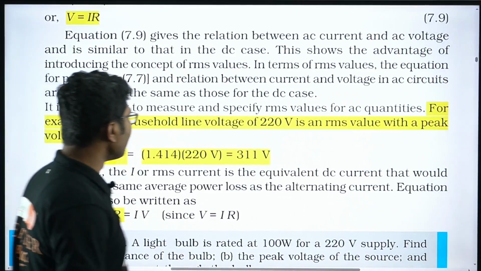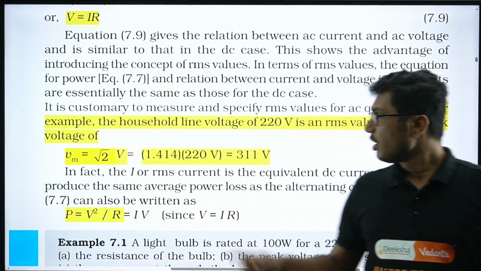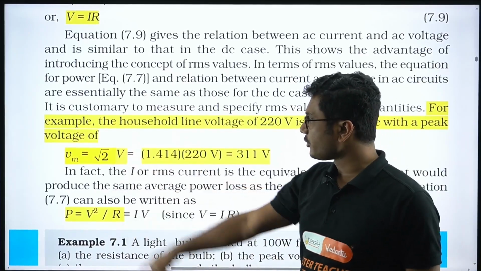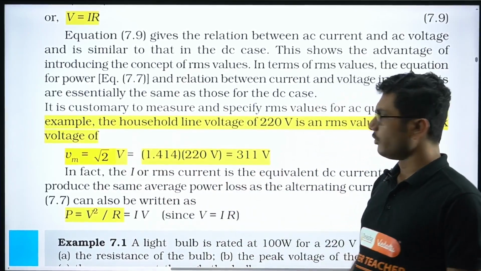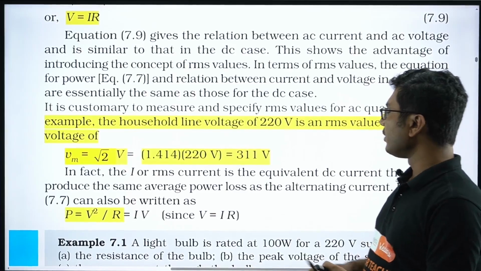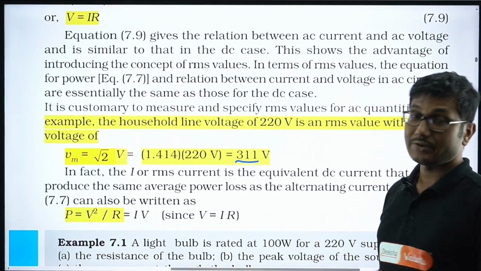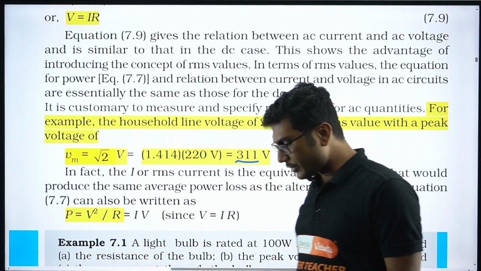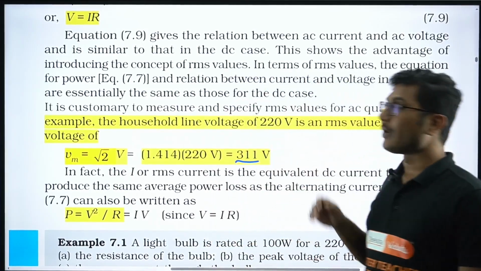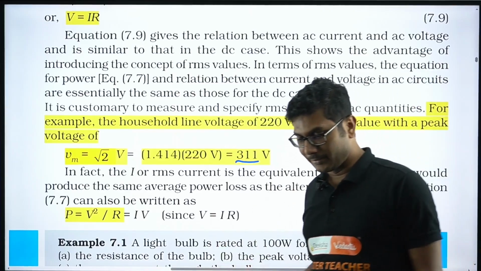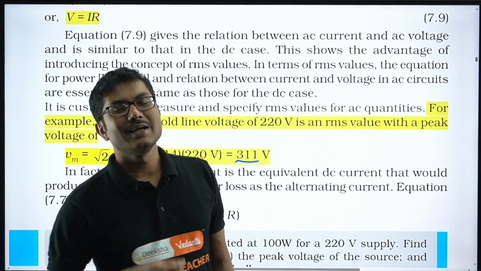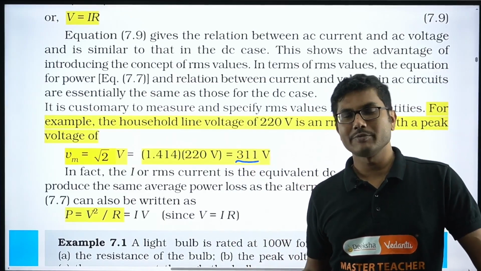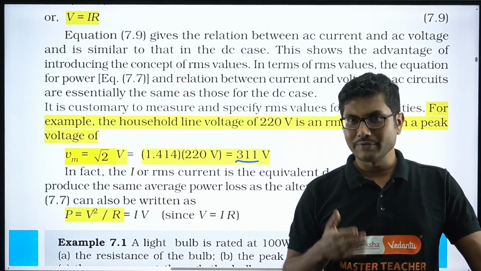For example, the household line voltage of 220 volt is an RMS value with the peak value voltage of 311 volt. Okay, so the peak value of the voltage is 311, which is quite higher than 220 volt. Sometimes there was a question when I was a student: why is AC more dangerous than DC? Because if DC says 220 volt, that means the maximum value is 220 volt, the minimum value is 220 volt. There is no difference between that.